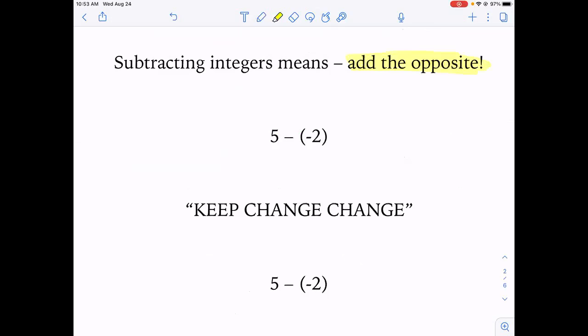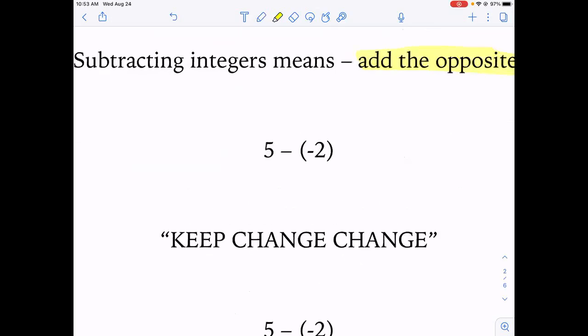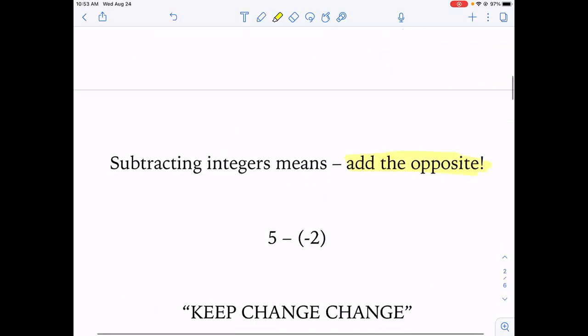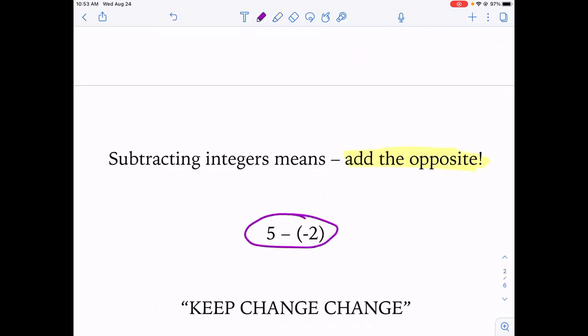Okay. And that's why I wanted to review what an opposite was. Okay. So what do I mean by that? Here is a subtraction problem. Okay. I have 5 minus -2. What we are going to do, since subtraction means add the opposite, we are going to take 5 and I'm going to add the opposite. Okay. So I'm going to add the opposite of what I was really going to subtract.